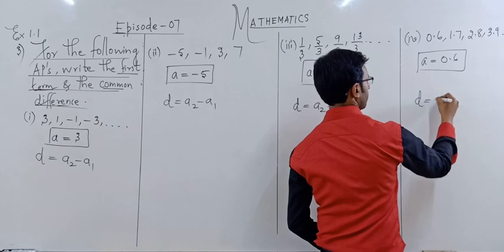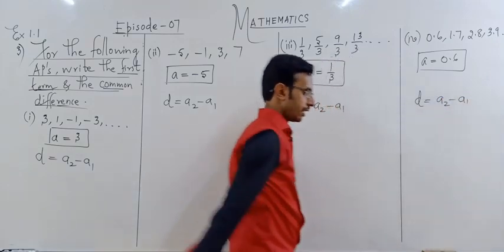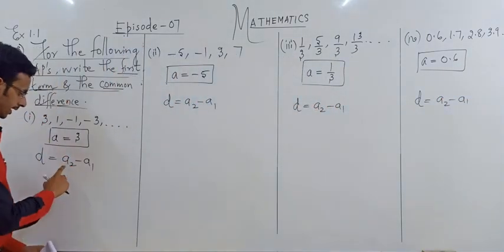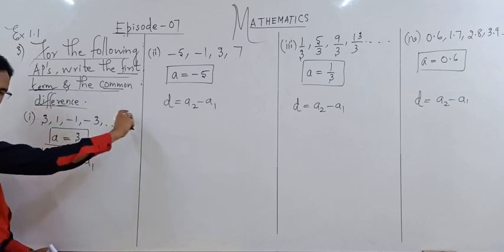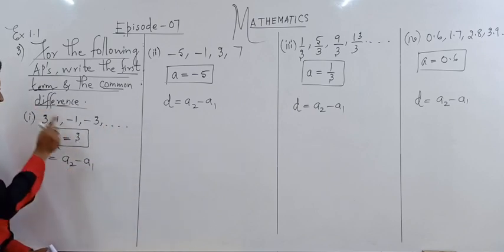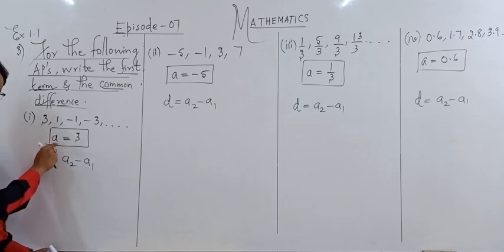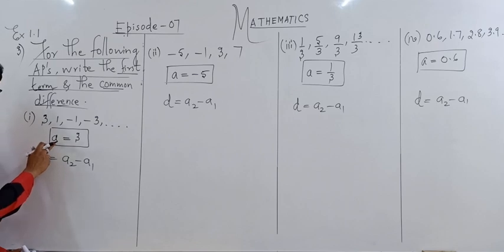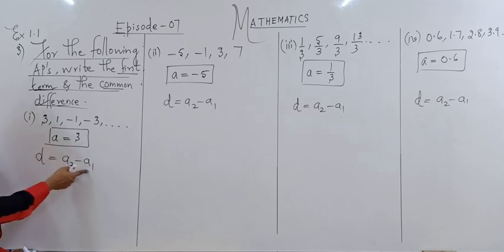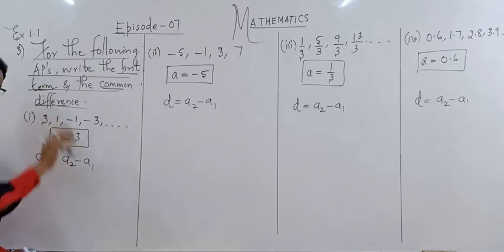Difference is calculated by a2 minus a1. And you all know a2 means what? a2 is the second term of the given sequence. a1 is the first term. a1 is also the first term. In general form we write it this way, but to find the difference we write it this way, but they both mean the same.